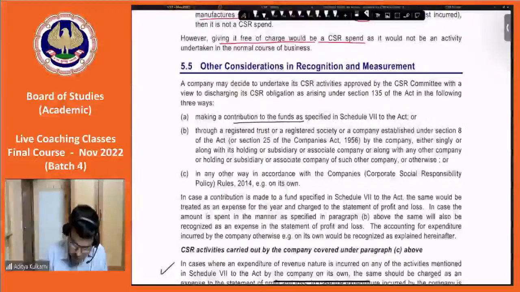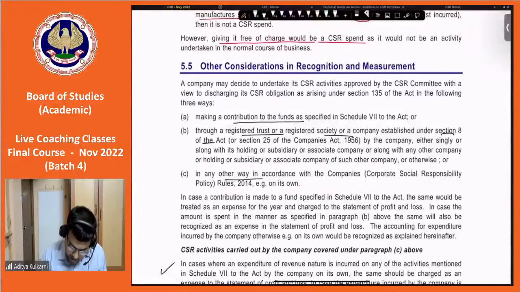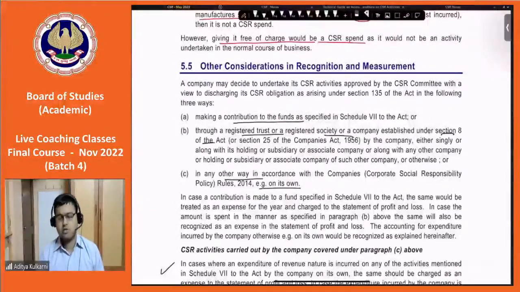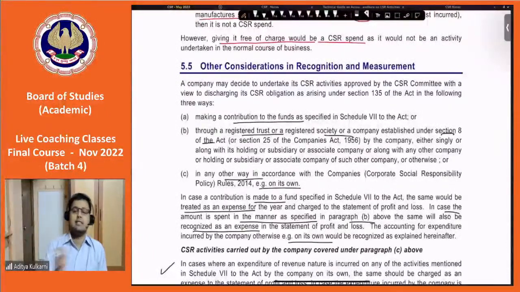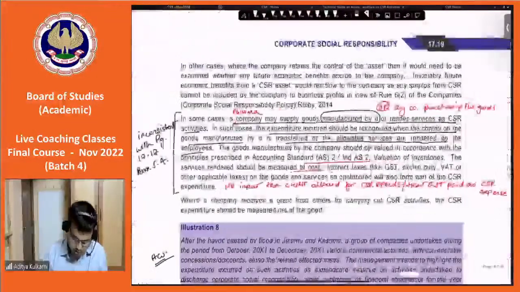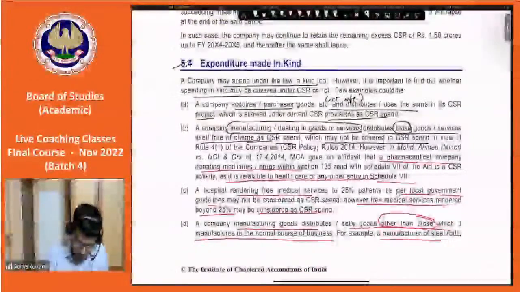You can make contribution to funds. You can make it through a trust, society, or Section 8 company, or in any other way, for example, on its own. You just go on spending the money and treat it as an expense. If it is a contribution to a fund, treat it as an expense. In case the amount is spent as in paragraph B, that is through a trust, then also you recognize it as an expense. Or if it is on its own also, you would be treating it either as capex or as revenue expenditure, as the case may be, and the treatment we have discussed. So this part also is done. All right, fair enough. So 5.4 is done.